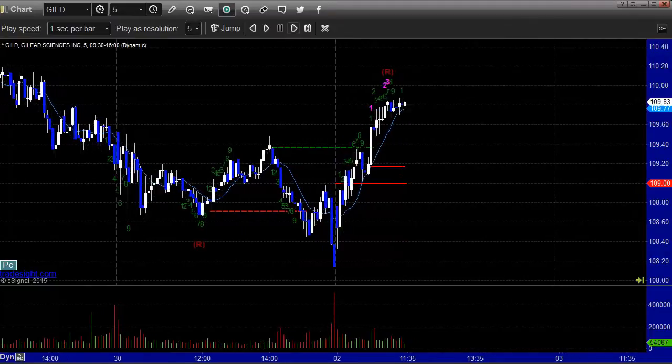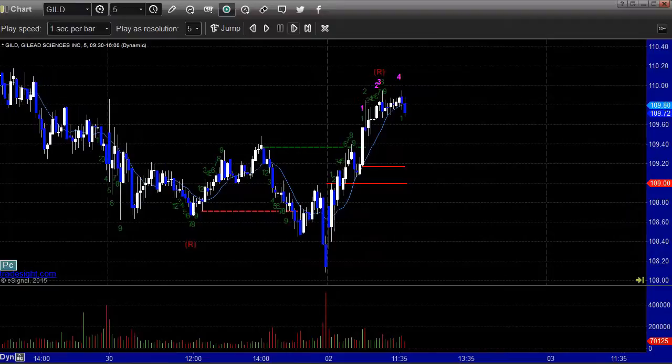It ended up playing out well, but it's not just about that. It's about the fact that having these key technical levels that most traders don't have in front of them makes it much easier to make money in the markets.